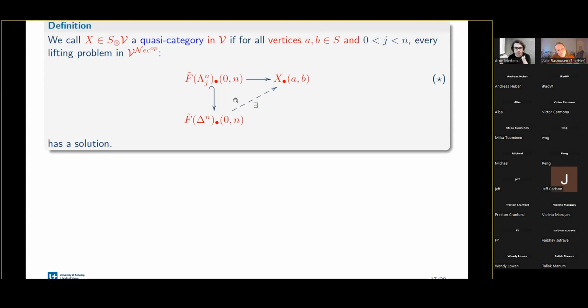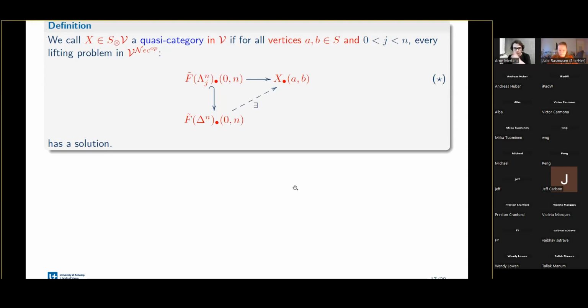And on the left-hand side here, we have the horn and the standard simplex. These are just simplicial sets. I make them into templicial objects by applying this free functor. And then I do the same construction on both of these as I did for X, but with respect to the vertices 0 and N instead of A and B. So that's sort of the idea.